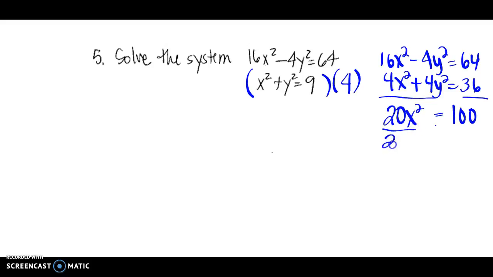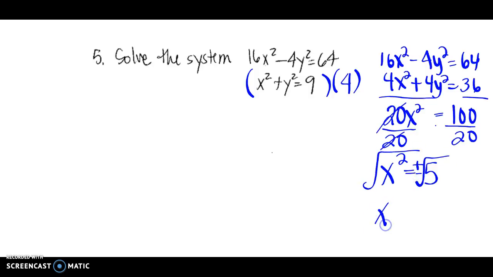All right, so divide by 20. Yeah, you might finish early even. And this is 5. Take the square root of both sides, and you're going to do plus or minus. So x is plus or minus the square root of 5. Okay, so then you guys have to also find the y coordinates associated with that.